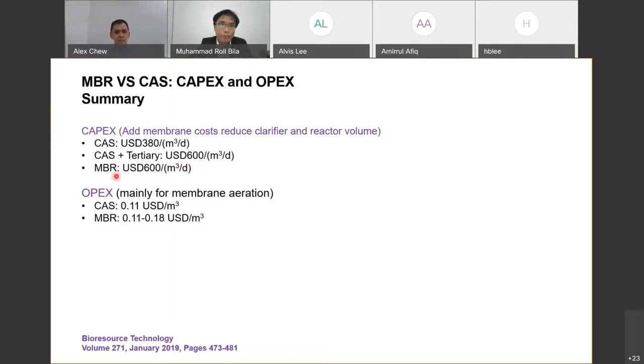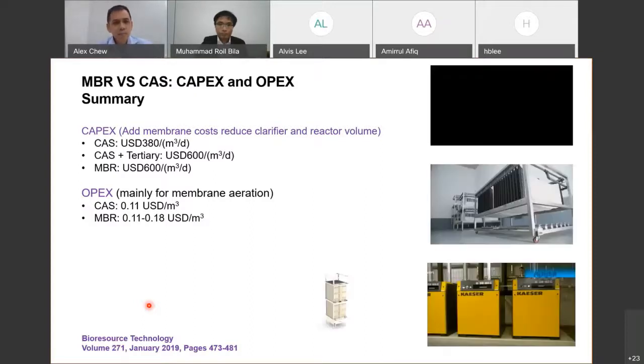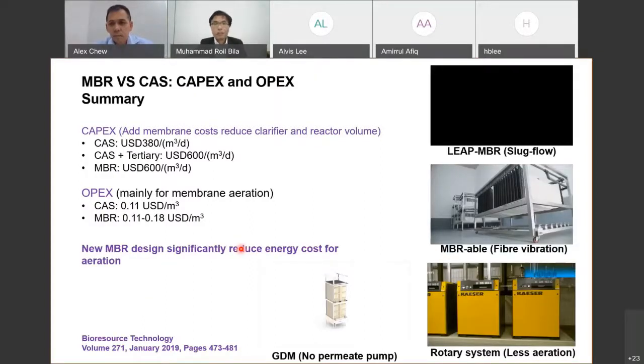And if you compare it with MBR, the average cost is about 600 USD per cubic meter per day, which basically tells us that if you compare conventional activated sludge plus tertiary treatment, the investment is equal to the investment of MBR. In terms of operational expenditures, as you can see here, the efficient MBR already equals the operational expenditure for the conventional activated sludge processes. Most of the data published in this paper was taken for membranes installed before 2018. And new MBR designs have significantly reduced the energy costs for aeration.